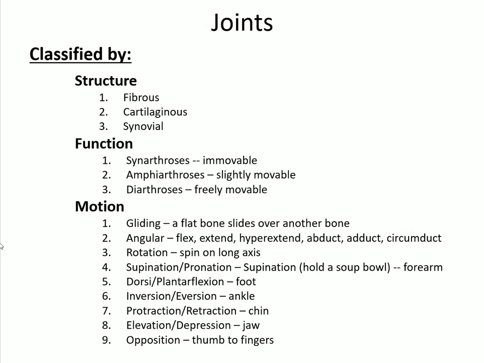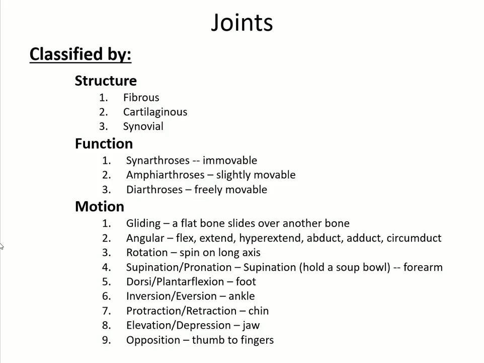So, direction of movement, motion. We have gliding, so that's a flat bone sliding over another bone. We have angular motion: flexion, extension, hyperextension, abduction, adduction, circumduction. We have rotation, which is spinning on the long axis, so think ball and socket joints. Also, think about what you would do to reach backwards to throw a ball. That's rotation, spinning on the long axis.